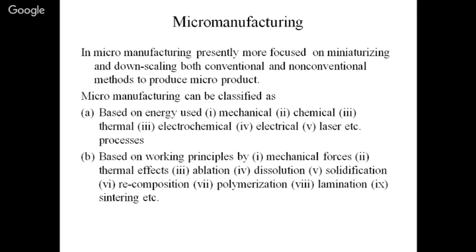Now micro manufacturing is another important aspect. Micro manufacturing is presently more focused on miniaturization. Miniaturization means the dimension should be less than 1 millimeter. Many products or spare parts are required to be manufactured at this scale, which are important and used in the assembly system for a particular product. That means downscaling both conventional and non-conventional methods to produce micro products. Downscaling, size is reduced.